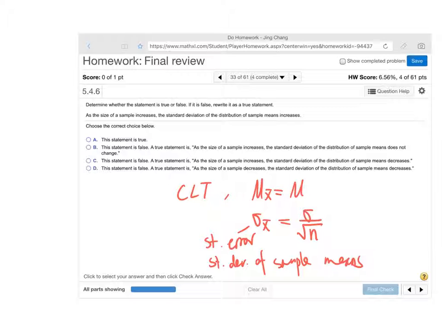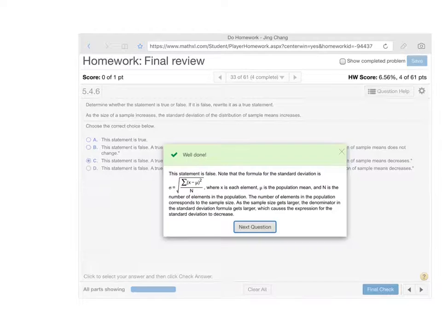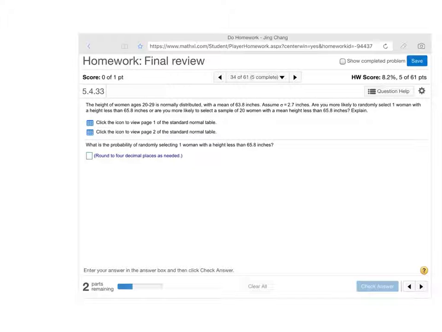So as the sample size goes up, the whole thing goes down. Okay, this is also a central limit theorem problem. This problem is about one woman with a height less than 65.8. That's just the normal calculator.